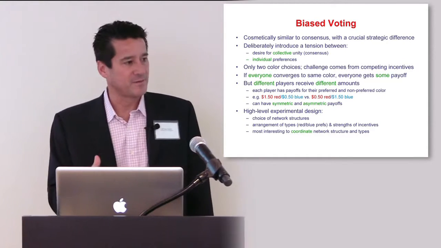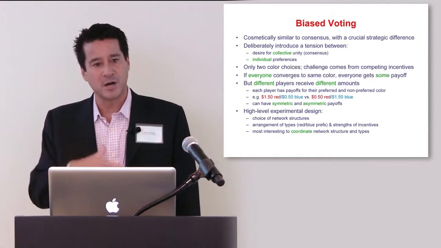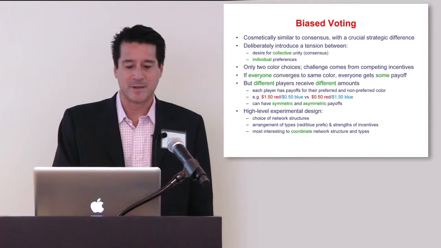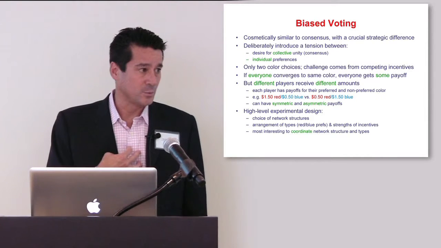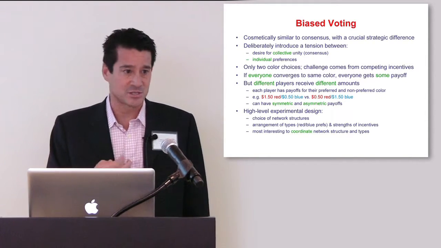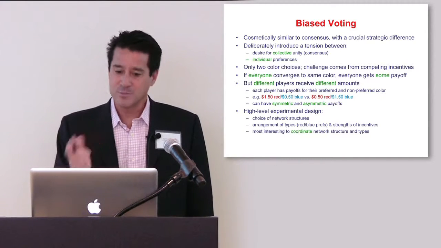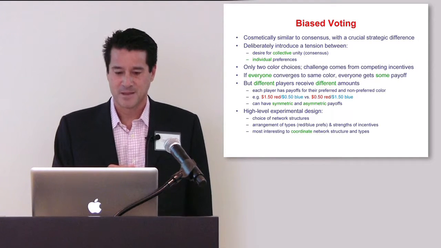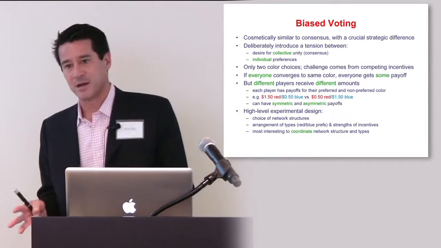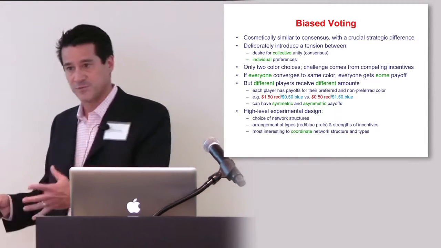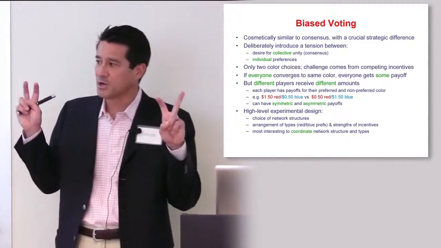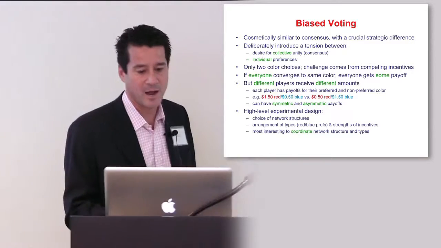So each player is going to have a preferred and non-preferred, or higher and lower payoff, color. So for instance, in the same 1-minute experiment, I might be told that if we reach consensus to red, I get paid $1.50, and if we reach consensus to blue, I only get 50 cents, and you might be exactly the opposite, okay? And of course, you can also play around with the symmetry, right? It could be that my higher payoff is $1.50 versus 50 cents, yours is $1.25 versus 75 cents, so in some sense, I should care more than you what color we arrive at, okay?